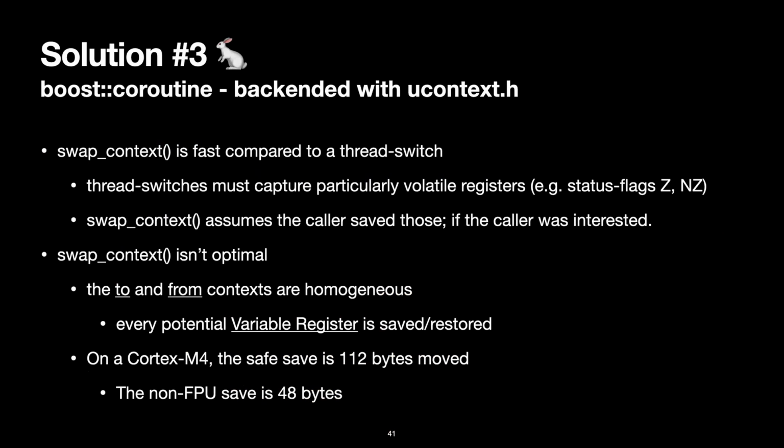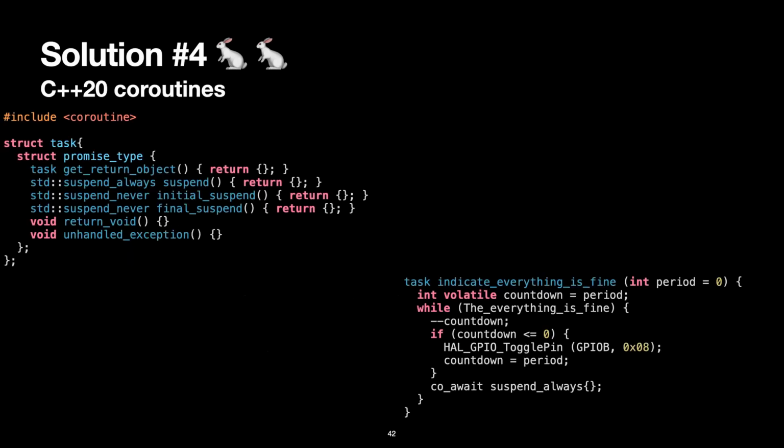Swap context is faster than a thread switch, but it's also not optimal. The context saving routines are very safe, which means they save all possible variable registers. Like on the Cortex M4 I'm working on, there's like 64 bytes of floating point registers, which I don't need to save or restore because I'm not using them in my particular context. In fact, I might be able to get away with like 16 bytes of reading and writing. But it's cool and it works. I've put a rabbit here to indicate, hey, I haven't gone too deep into this. That's significant because solution 4 gets 2 rabbits.